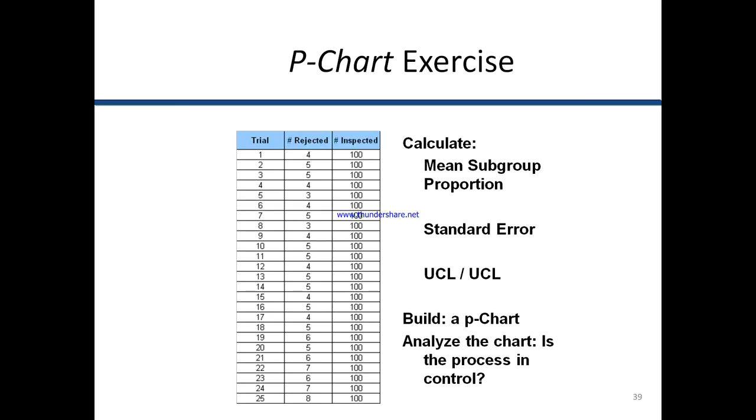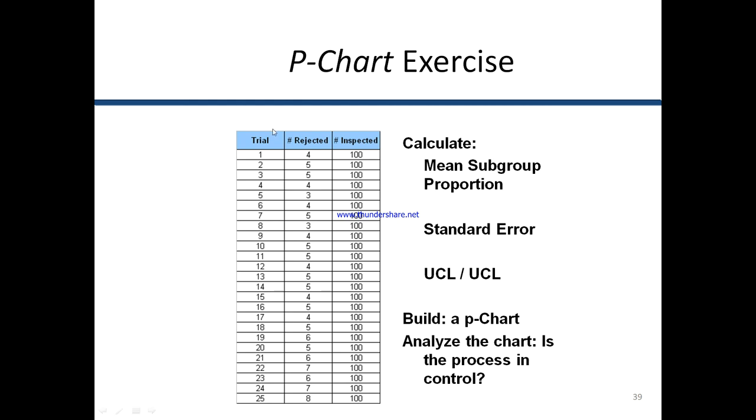P chart. So you can see, you are given 25 samples, and the number of rejected items, that is the number of defectives in each sample, and you can see all the samples are of equal sample size. You have 100 items in each sample here. The first thing that you have to do, if you are going to construct a P chart based on this information, is to calculate the sample proportions for each and every sample.